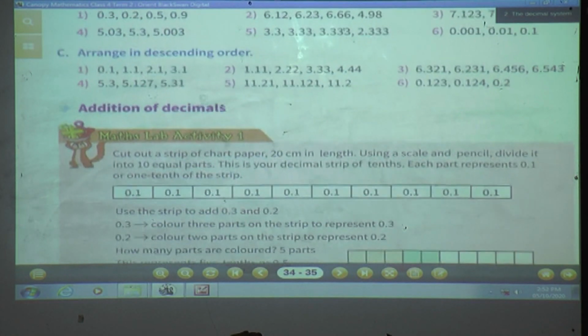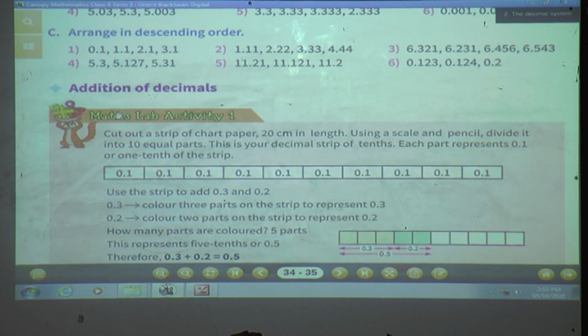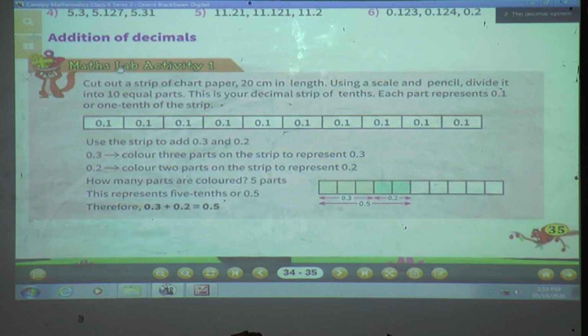Now one small activity is there with this concept, addition of decimals. Now we are going to study about addition of decimals. So this activity I will just explain to you students. You are going to do it on your own. Very simple activity. Cut out a strip of chart 20 centimeter in length using a scale and pencil. Divide it into 10 equal parts. This is your decimal strip of tenths. Each part represents 0.1 or 1/10 of the strip.